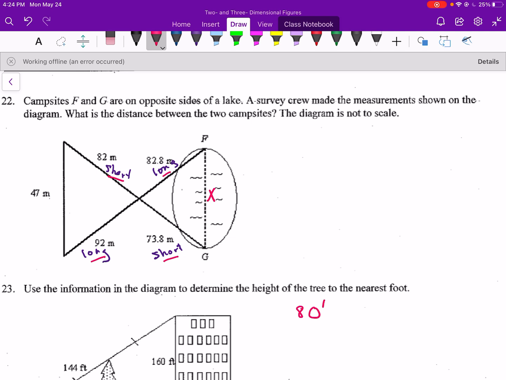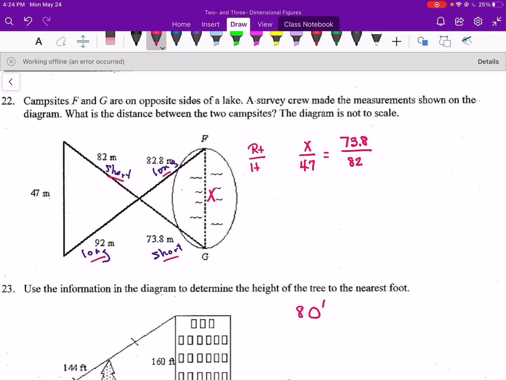And so I'm going to set up my proportions so I have the triangle on the right over the triangle on the left. So let's start with the X. X corresponds to the 47. And then you can pick either one of the other 2 sides on the right-hand triangle. I'm going to go with the short side, which means it corresponds to the short side of the triangle on the left. That would be the 82.